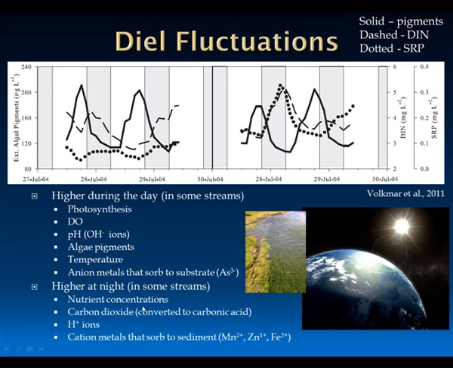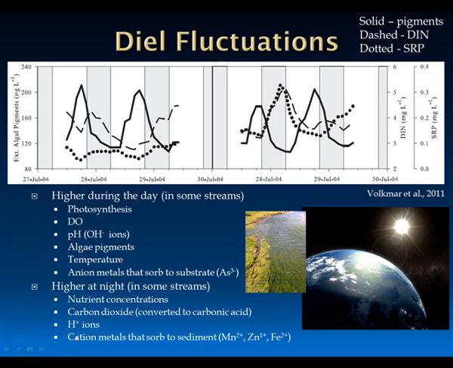Higher at night, on the flip side, are the nutrient concentrations, because the plants aren't as actively taking them up. Carbon dioxide is higher at night, and this is because respiration of everything in the stream continues at night, but there's not photosynthesis taking that carbon dioxide up. And so carbon dioxide goes up, which is converted to carbonic acid, which reduces the pH. Lower pH means more hydrogen ions, a higher concentration of hydrogen ions. And that's because hydrogen ions and hydroxide ions are in equilibrium, that's why we see this opposite effect here.